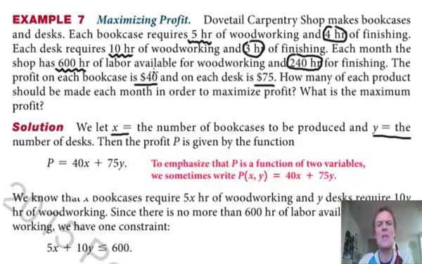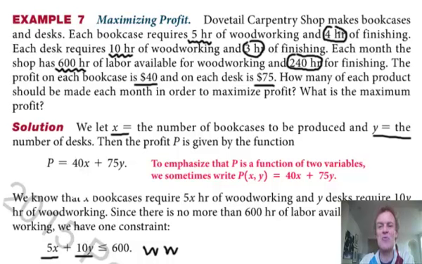What I'm going to do is this. Do a woodworking equation. 5 hours of woodworking on a bookcase. X is bookcases. 5 hours for a bookcase, 10 hours of woodworking for a desk. So Y is desk, 10 times Y. So 5X plus 10Y. 5 hours for a bookcase, 10 hours for a desk. And it must be less than 600 hours. That's all that's available for woodworking. So this is a woodworking equation. X is the bookcase, Y is the desk.